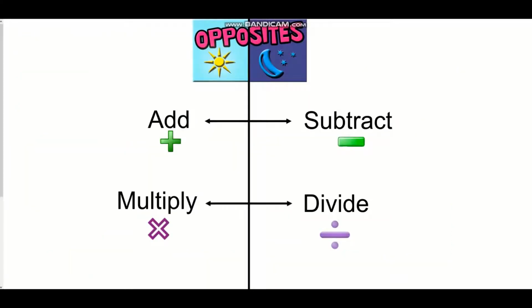In order to be able to change the subject as well, we need to know our inverse operations. That's just a really fancy term for opposite operations. So add is opposite to subtract. If you want to undo an add, you subtract that value from both sides of the equation. If you want to undo a subtract, then you add that value to both sides of the equation. Similarly, multiply is inverse to divide. So if you want to undo a multiply on both sides of the equation, you divide. If you want to undo a divide on both sides of the equation, you multiply.